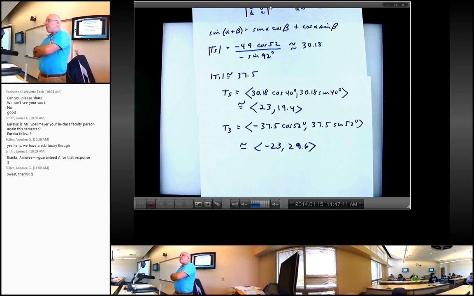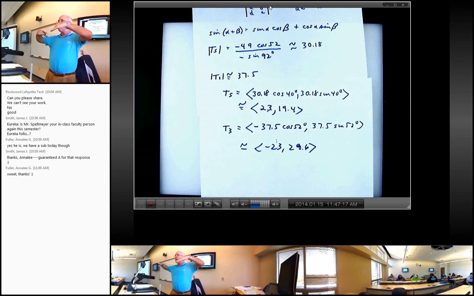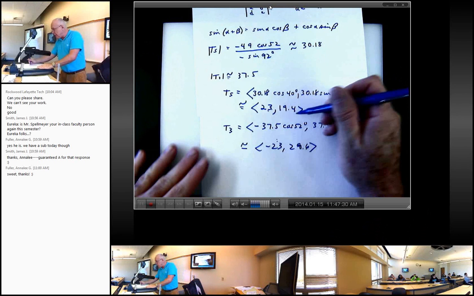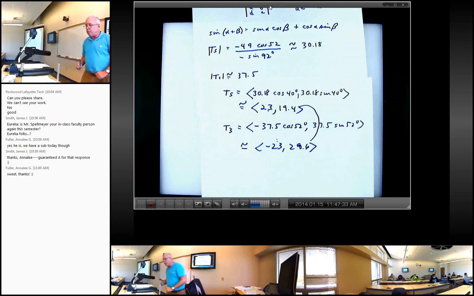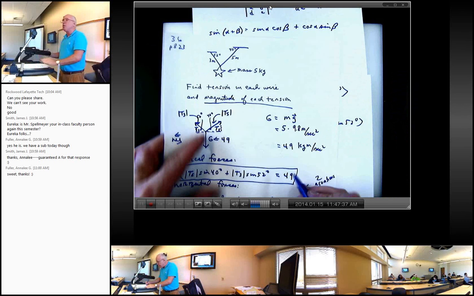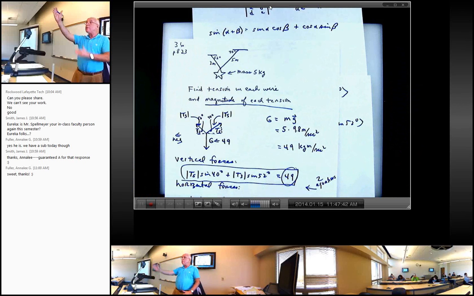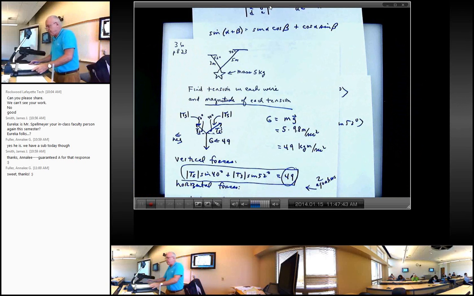What we see here is that the horizontal components of both of the tensions counterbalance each other. One goes this way, of the same magnitude as one going that way. The vertical components add up to 19.4 and 29.6. Those add up to my gravity component downward of 49. So my vertical components also zero each other out. All right.